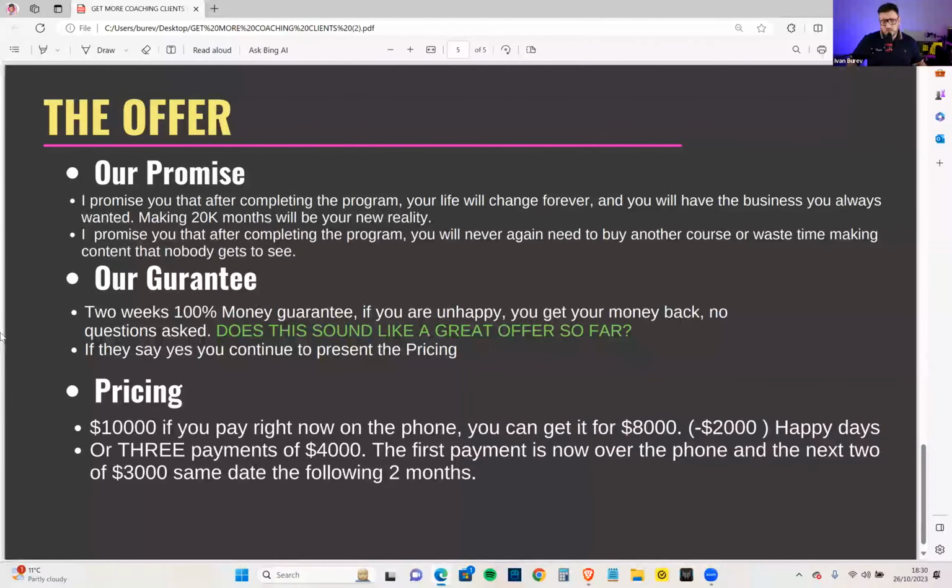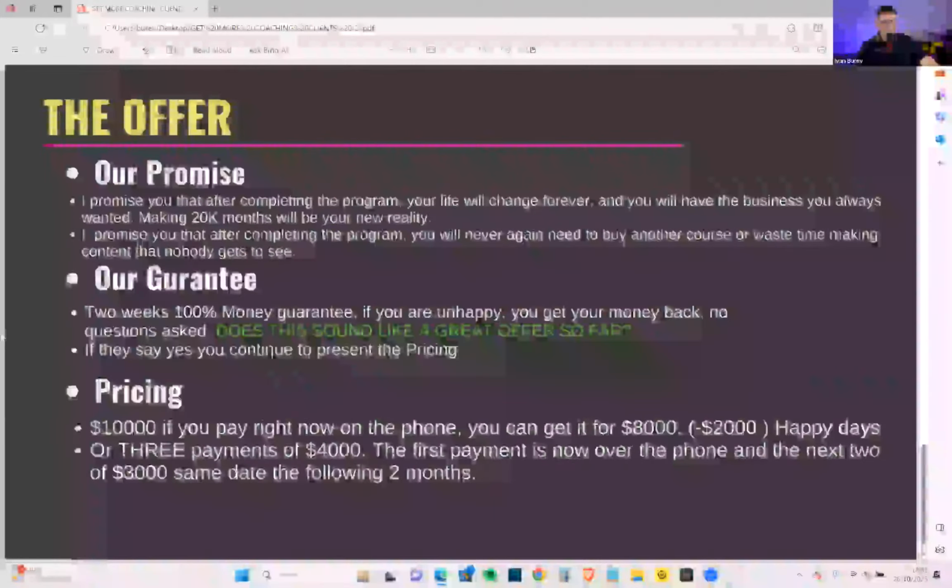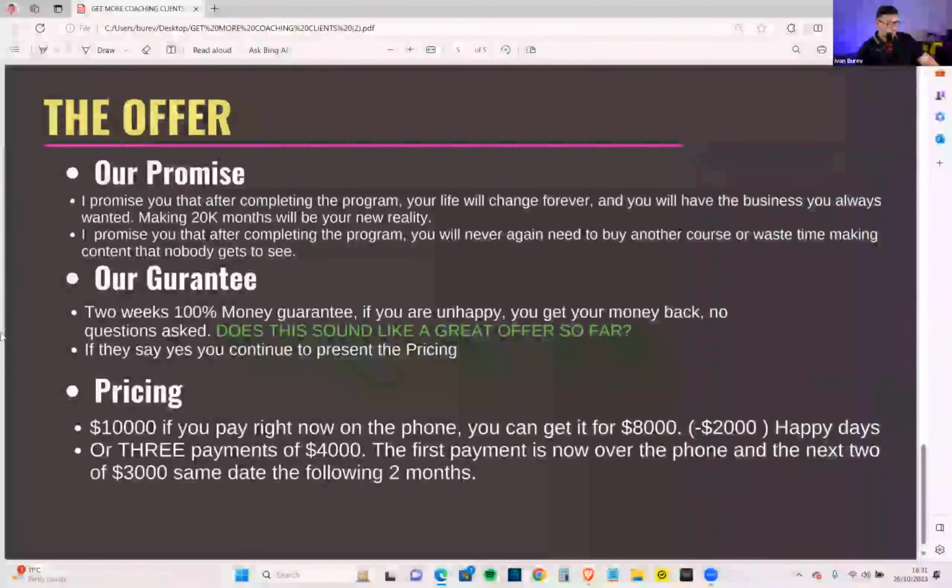This kind of guarantee you should always have. It helps you with the conversion rate. It helps people to give you that money. And you know that after the 2 weeks, you have a client, right? You can do a 1 month guarantee if your program is 6 months or longer. But you can also not give guarantees if you want to.